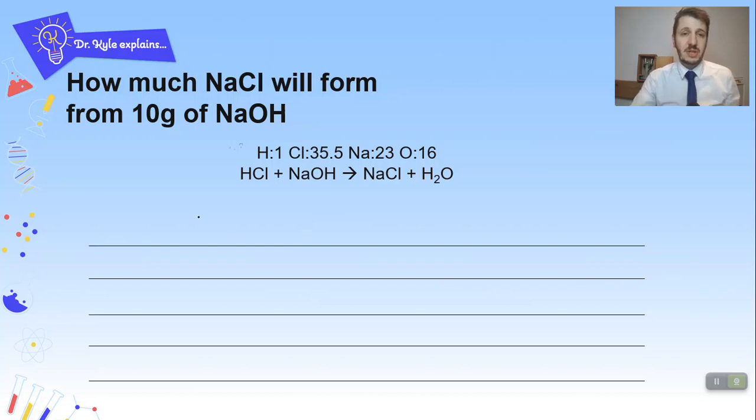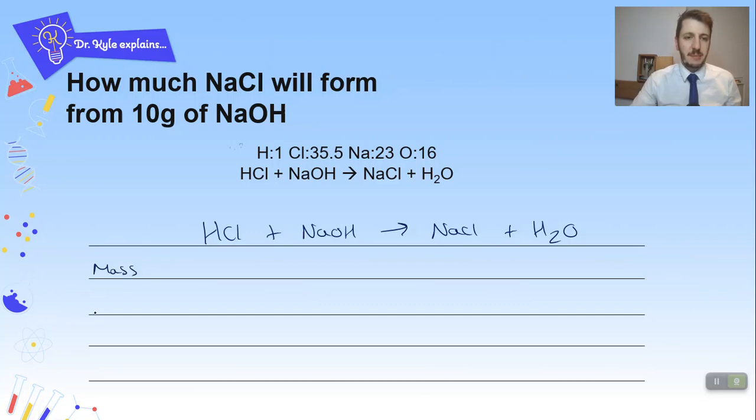So the first thing you should do is literally rewrite the equation down here. So HCl plus NaOH goes to NaCl plus H2O. Then we're going to write mass, Mr, and moles. Because remember, the equation we're using here is moles equals mass divided by Mr.